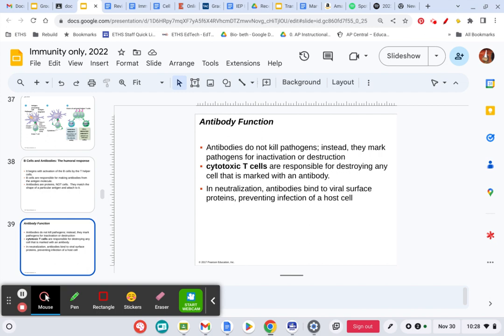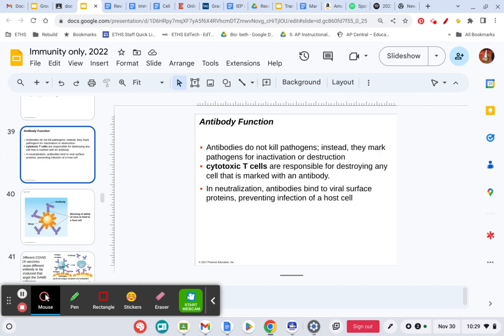The ones that are directing that are another kind of T cell called the cytotoxic T cells. Cytotoxic T cells go around, their entire job is to go around and look for cells that are marked with that antibody. Okay, but they do not actually destroy anything on their own. Yep. Sorry, I meant the antibodies do not destroy anything on their own.